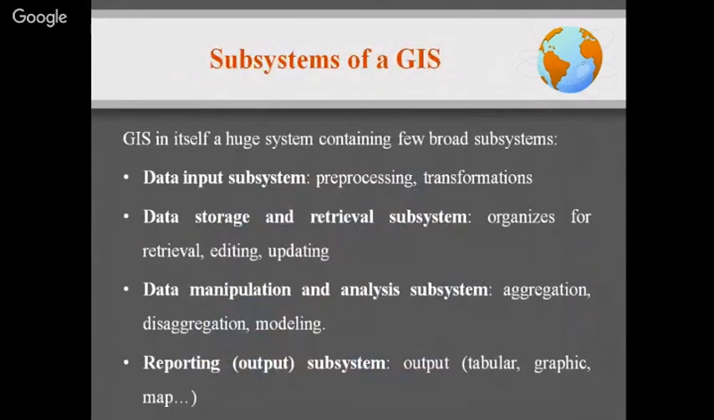Now we have subsystems of a GIS because GIS in itself is a huge system containing a few broad subsystems. The first one is the data input subsystem. Data input subsystems include pre-processing and transformations, data storage and retrieval, organizers for retrieval, editing, and updating. Similarly, when we talk about data manipulation and analysis, you have aggregation of the data, disaggregation of the data, and you can even go for modeling exercises.